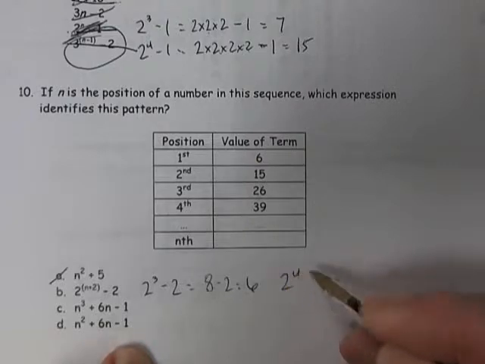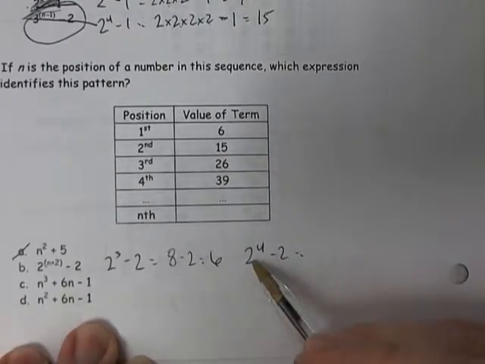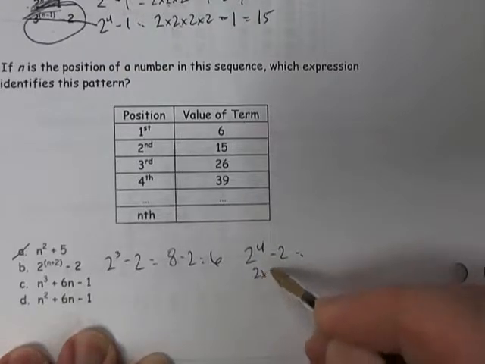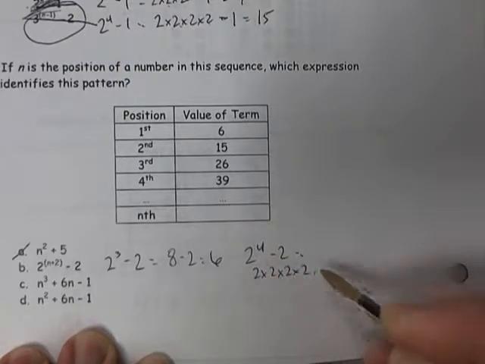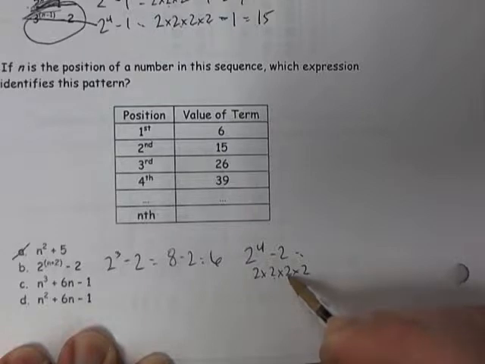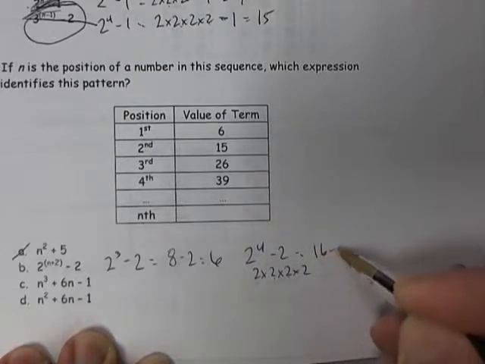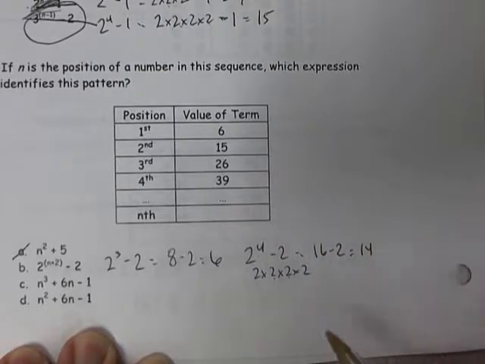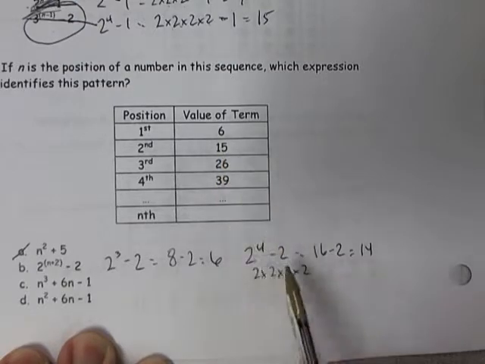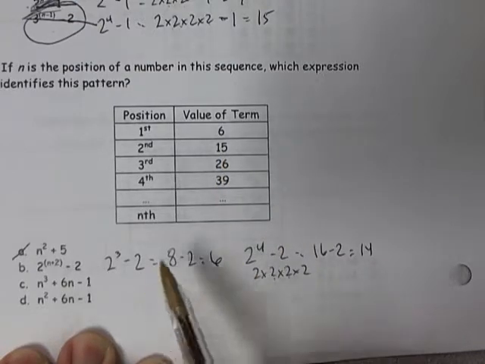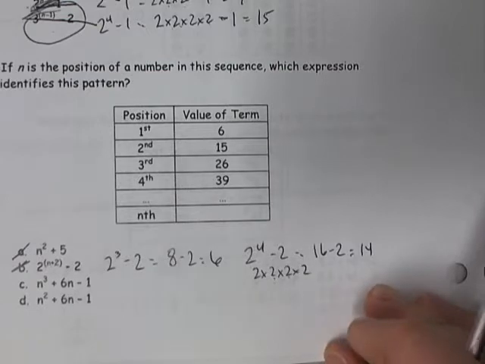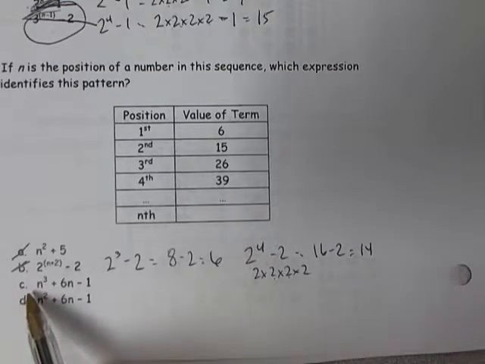So now we have 2 to the fourth power minus 2. 2 to the fourth power is 2 times 2 times 2 times 2. 2 times 2 is 4. 4 times 2 is 8. 8 times 2 is 16. So we have 16 minus 2 is 14. We're looking for 15 in the second position, so it can't be answer choice B. Let's look at answer choice C.